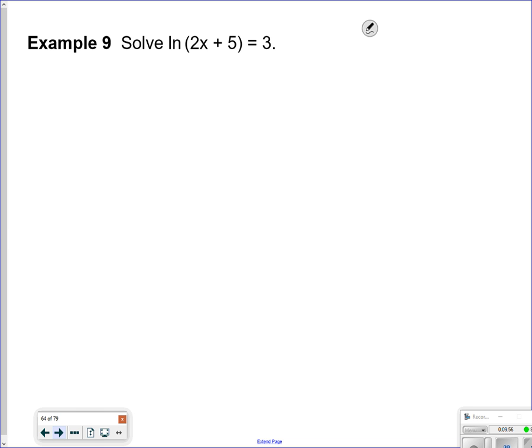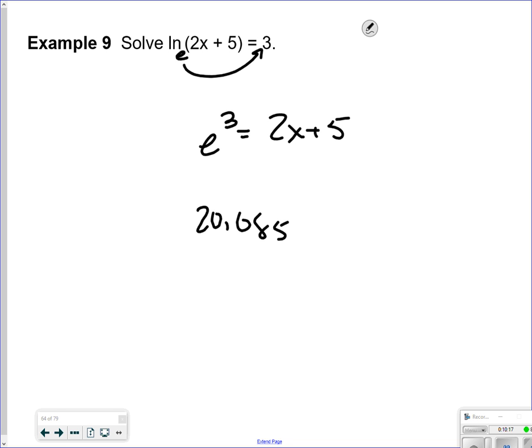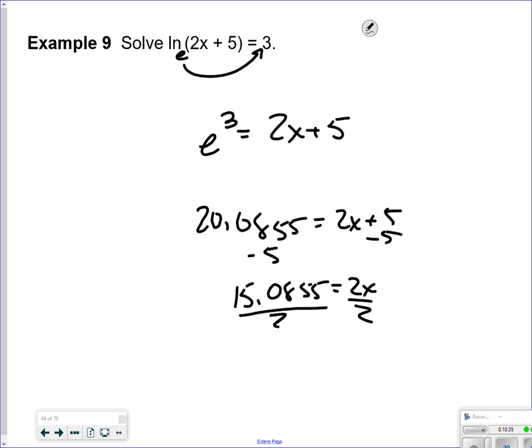So here we go. I have a natural log equaling a number. Remember, all natural logs are base e. So this becomes e to the third equals 2x plus 5. Now, e to the third, remember, e is an actual number. So I'm going to pull out my calculator and go e raised to the third and get 20.0855. And now it's just a regular algebra question. I'm going to subtract 5 and get 15.0855. And then I'm going to divide by 2.